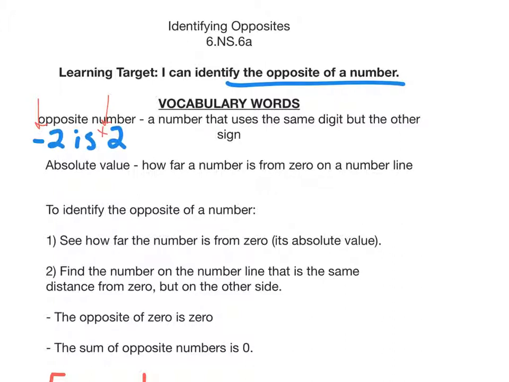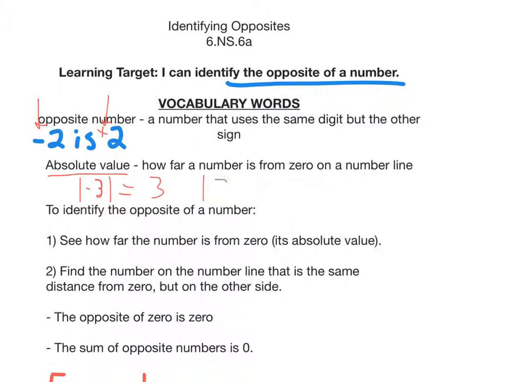Next term, absolute value. It means how far a number is from 0 on a number line. So there's a notation you need to understand. These two lines like that mean absolute value. So the absolute value of -3 is how far -3 is from 0. That's a 3, by the way. Okay. How far is -3 from 0? How many spaces is it from 0? The absolute value of -3 is 3 because it's 3 spaces from 0.